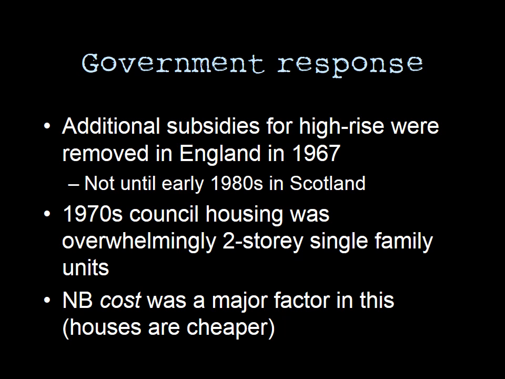So the government responded to this in part by removing the additional subsidies for high-rise building, which had actually generated a lot of the high-rise construction in England. They were removed in 1967, although in Scotland these weren't removed till the early 1980s. So the Scots continued building high-rise really until the early 80s. In England, however, the 1970s council housing was overwhelmingly two-storey single-family units.